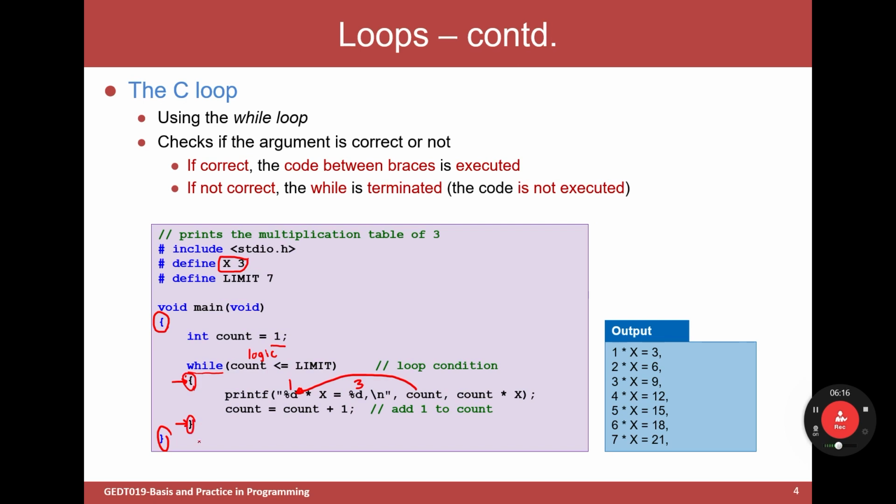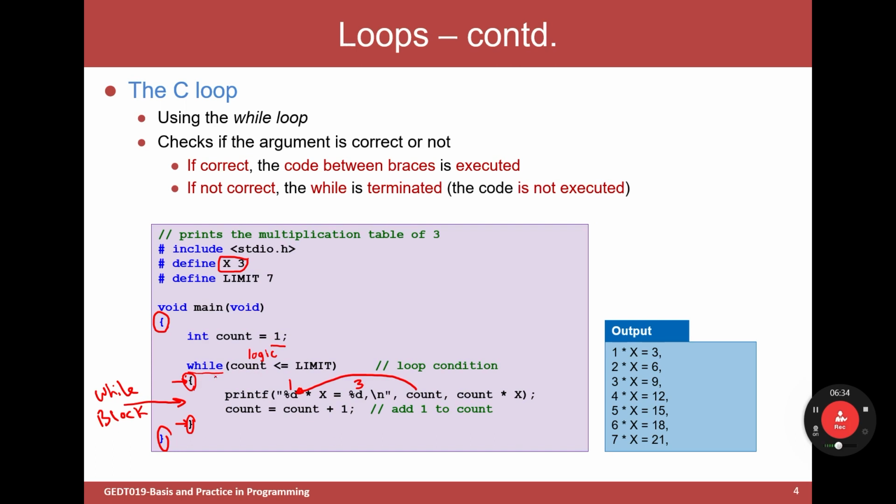Okay, so this is what we call the while block. Any code here between these two braces, we call it the while block. So the while block here contains 2 lines of code.